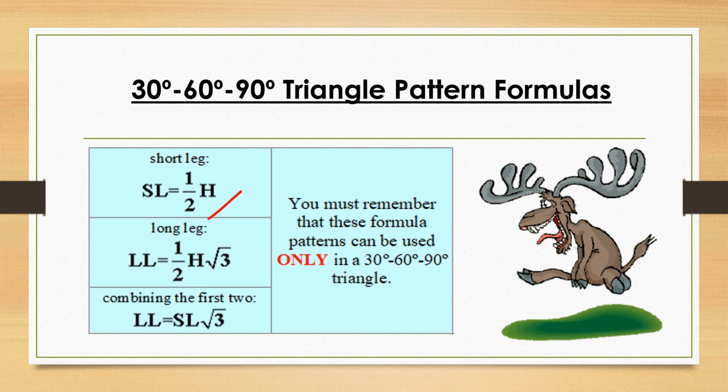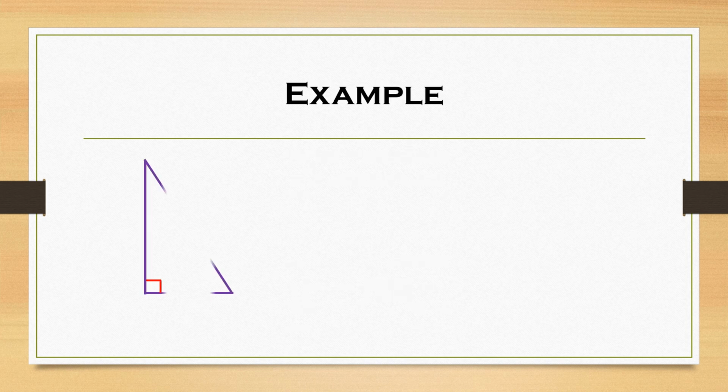Okay? So, to get longer leg, so we have longer leg is equal to 1/2 of the hypotenuse times square root of 3. Or simply, we can say that longer leg is equal to shorter leg times square root of 3. Okay, so let's solve some examples. So, given here, the hypotenuse which is equal to 14.